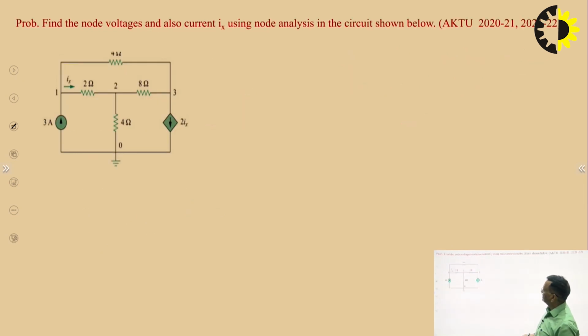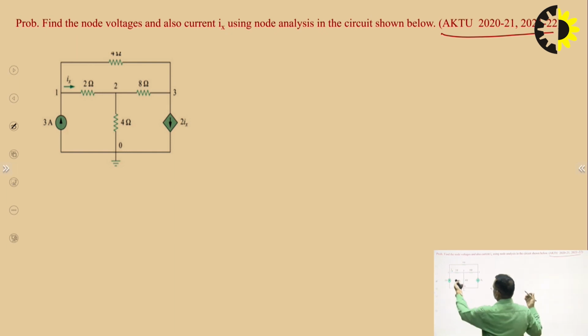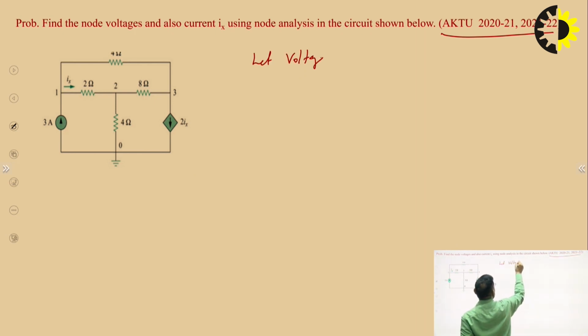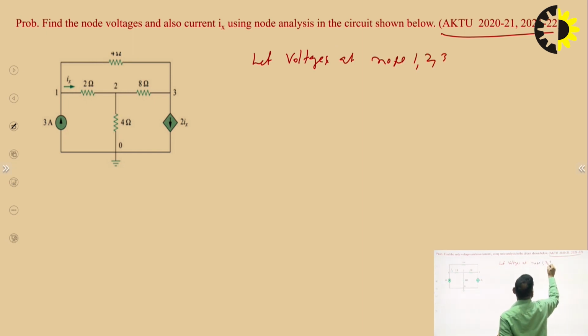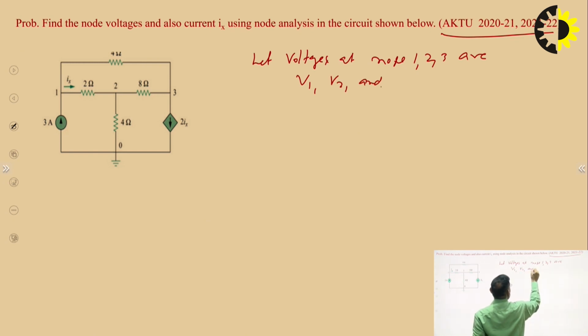Now this is another example: find the node voltages and current Ix using node analysis. This question has been asked 2 times in the AKTU semester examination. So find the node voltages. There are 3 nodes. Let the voltages at nodes 1, 2, 3 be V1, V2 and V3 respectively.